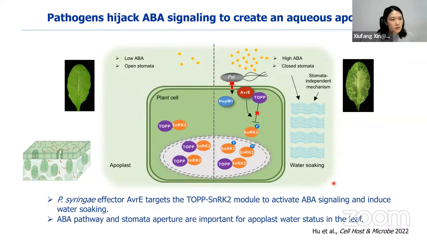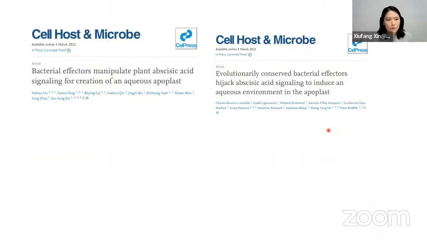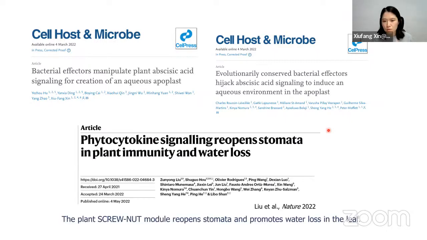Also, this study suggests to us that the plant ABA pathway and the stomata aperture are actually important for regulating the apoplast water status in the leaf. Our study was also supported by another study from Dr. Peter Murphy's lab, and this paper came out in the same issue. They mainly worked on the effector HopM1 and found that HopM1 may adopt a different strategy, but also to achieve stomata closure and water-soaking.